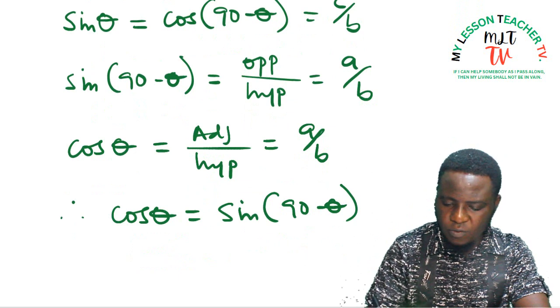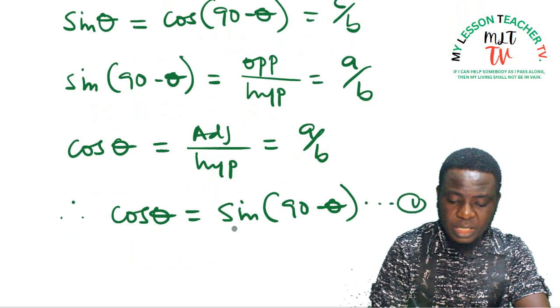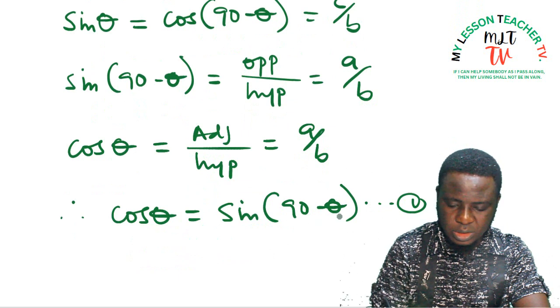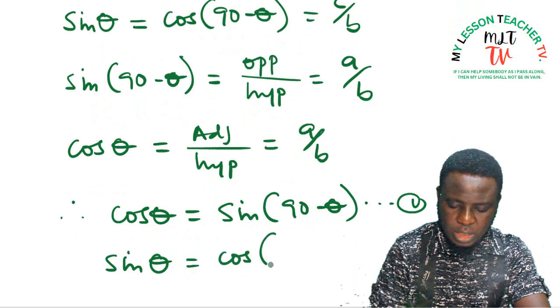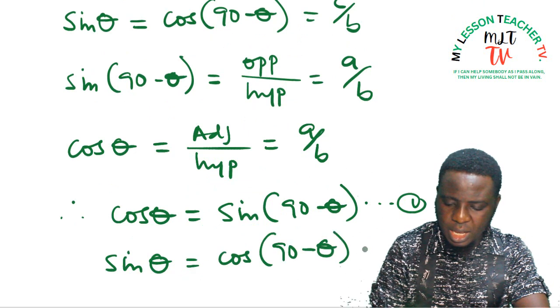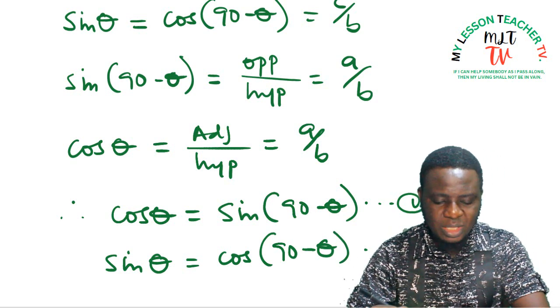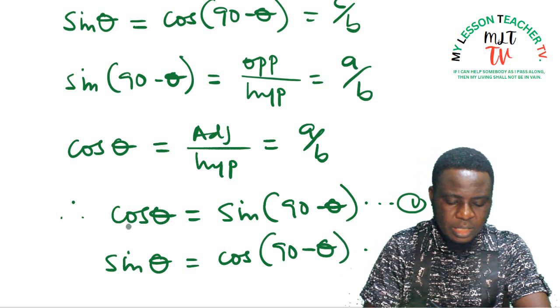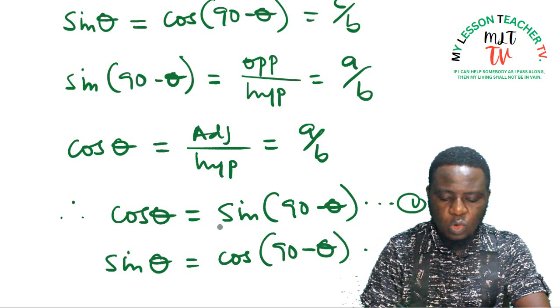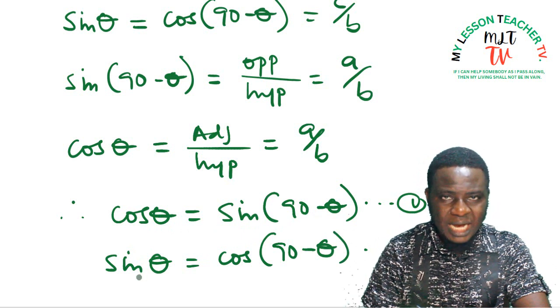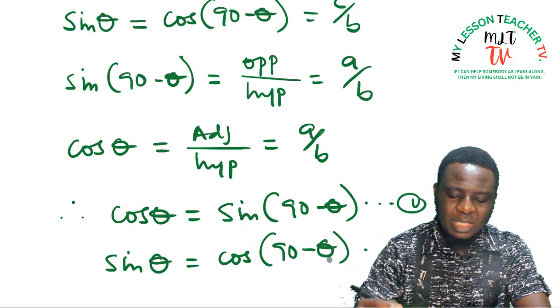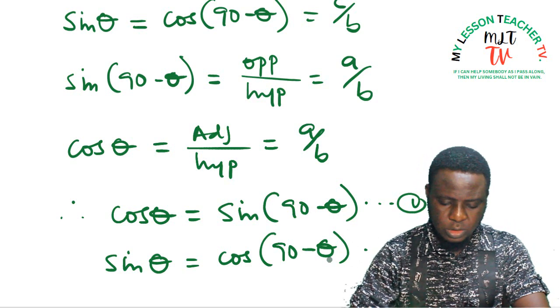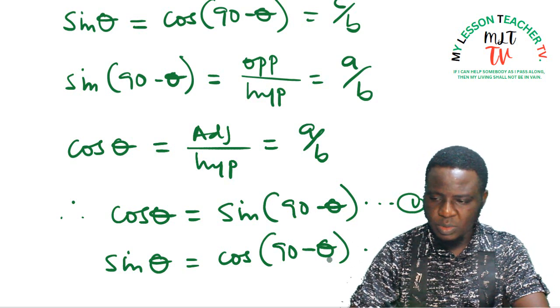So we have established two facts. One is that cos theta is equal to sine 90 minus theta, while sine theta is equal to cos 90 minus theta. So whenever you have two complementary angles in a right angle triangle, the cos of one angle is equal to the sine of the other angle, while the sine of theta can also be said to be equal to the cos of 90 minus theta. Now this can help us in solving some trigonometrical problems. Let's take some examples.